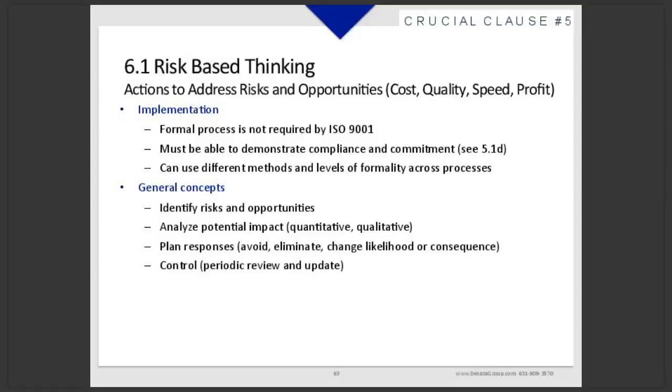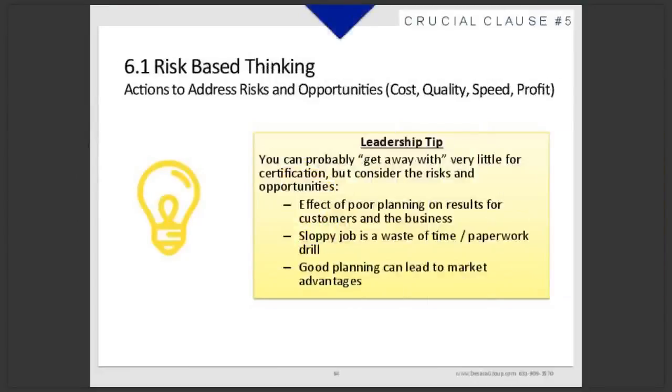But leadership has to know how all those things are handled and be able to demonstrate their commitment. In general, you have to have some method of identifying the risks and opportunities in every process, as it's said in clause 4.4. And then you have to have ways of analyzing potential impact, planning responses, and periodically reviewing and updating your risk plans so that you're sure you can handle what comes down your way.